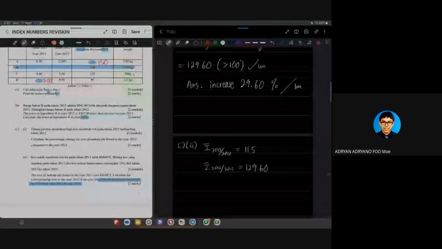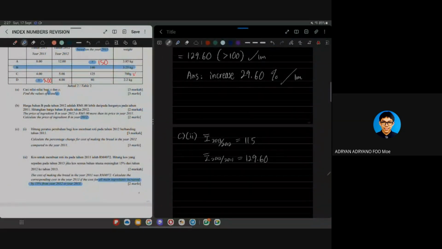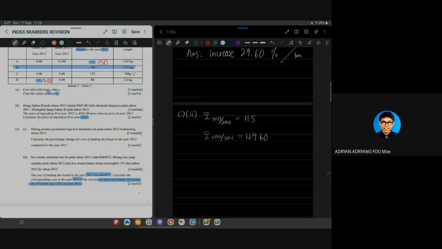129.60. Okay, now the question gave me 2011. Then they want me to find 2013. How do I do this? Use your chain rule. Composite of what do I need to find? 2013 over 2011. Why is it like this? Because I mentioned large year must be above, small year below. So I know that above here it will be 2013, below here will be 2011. So what is the same year that I can cancel?